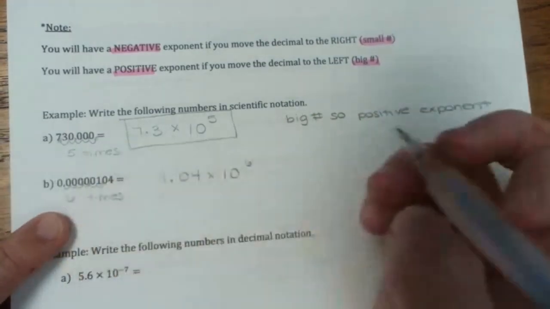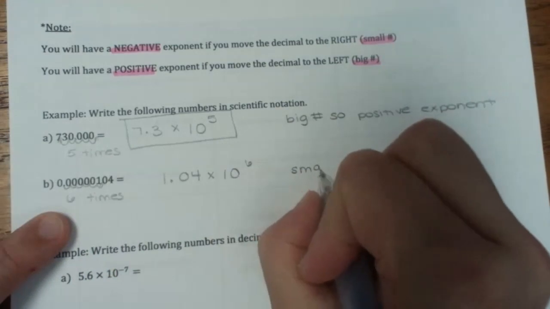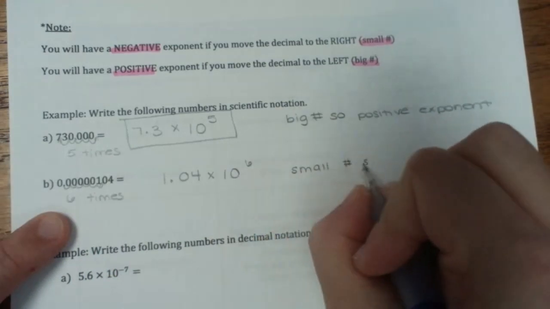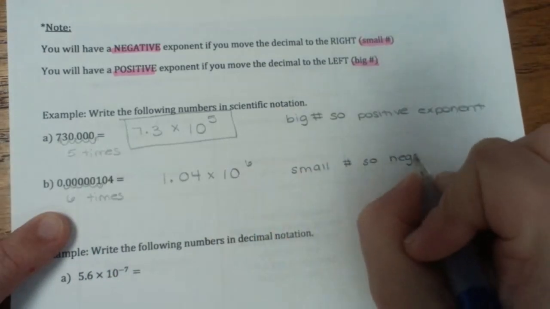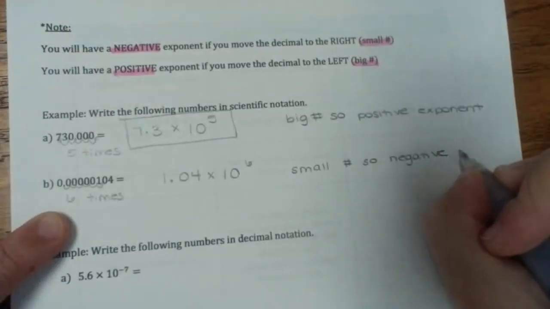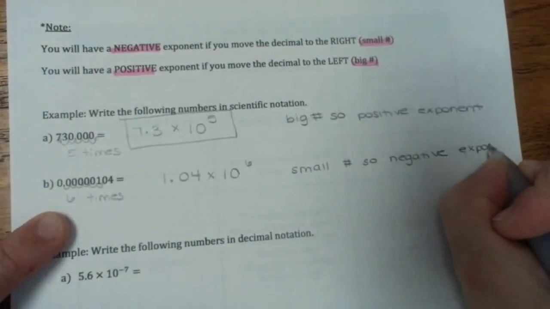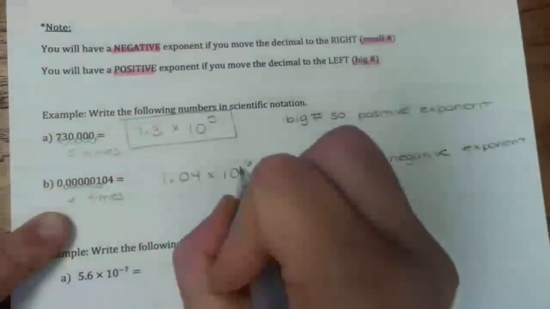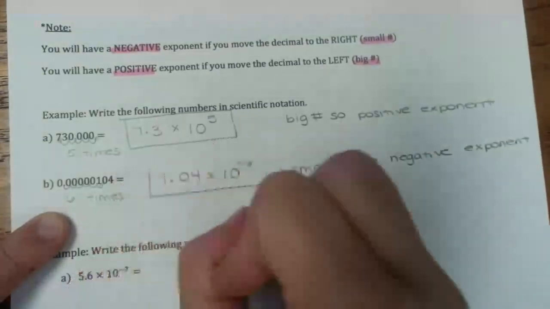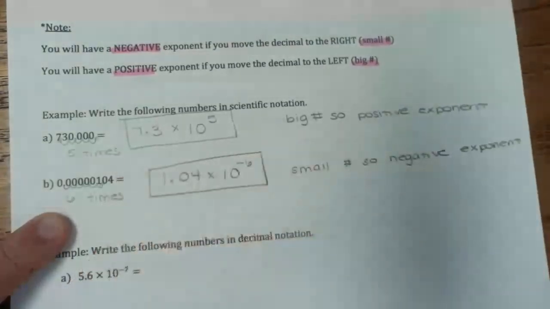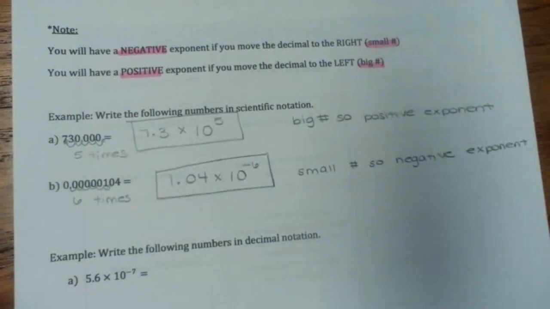But notice, this is a really small number. So I'm going to have a negative exponent. Small number, so negative exponent. So that 6 is going to be negative. So my answer is 1.04 times 10 to the negative 6th exponent.